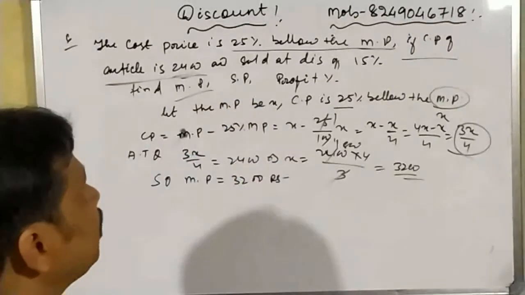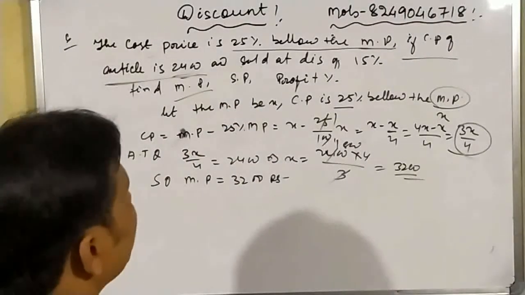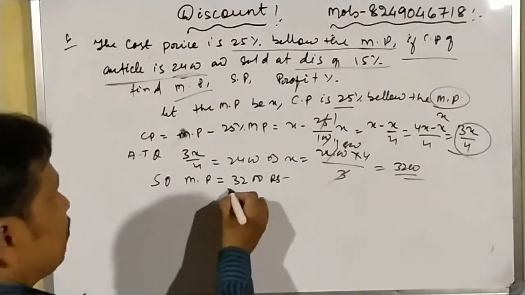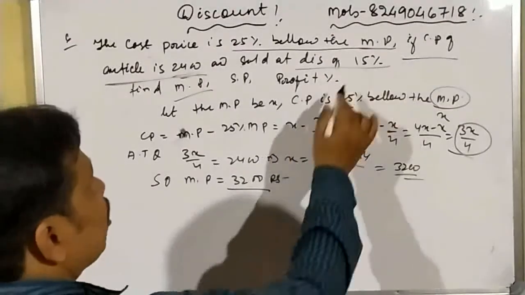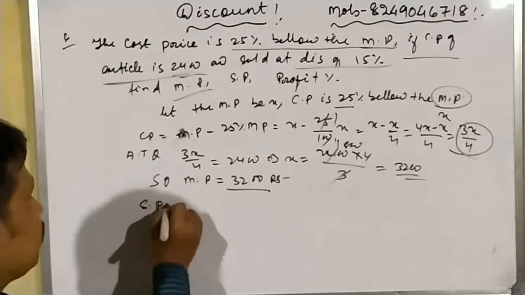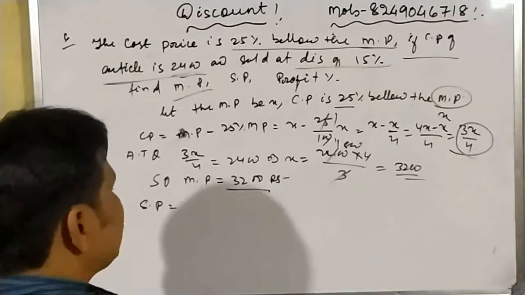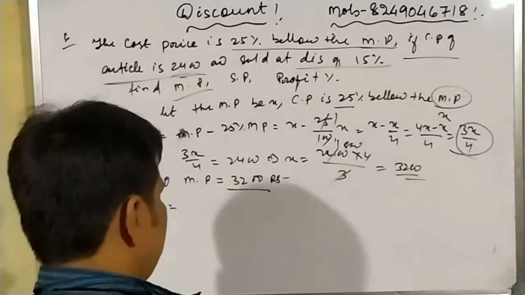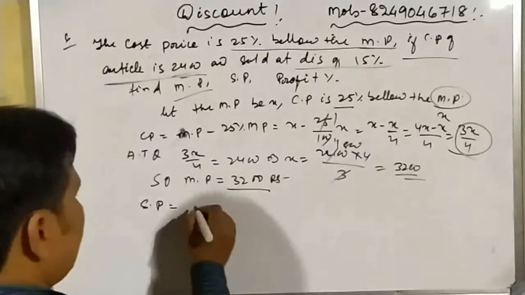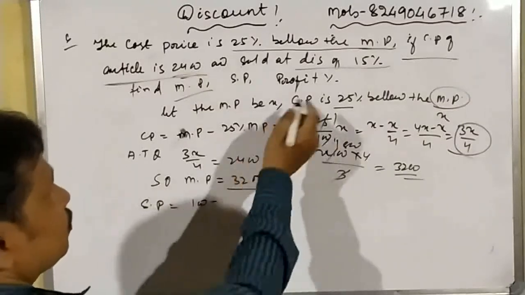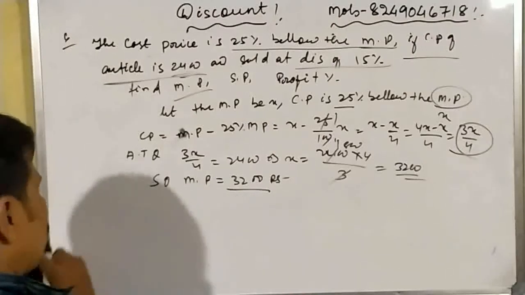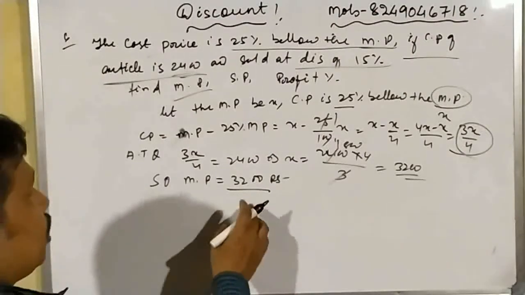Now we will have to find out the selling price. Here it is given that the discount percentage is 15%. So we have the mark price and we have the discount percentage. So how can we find out the selling price? What is the direct formula for finding out the selling price? Okay, so here you will not use the direct formula. We will use the normal formula.